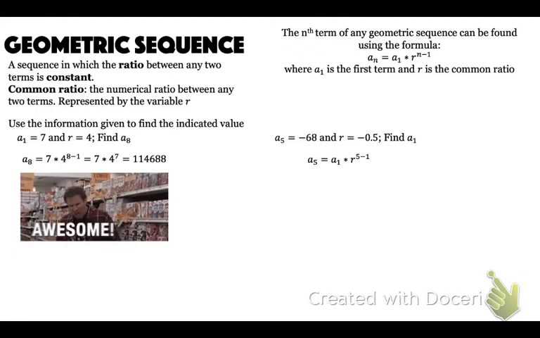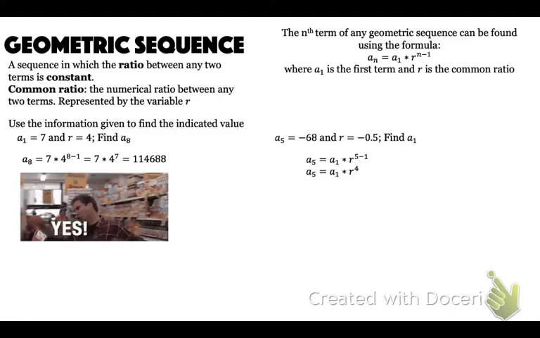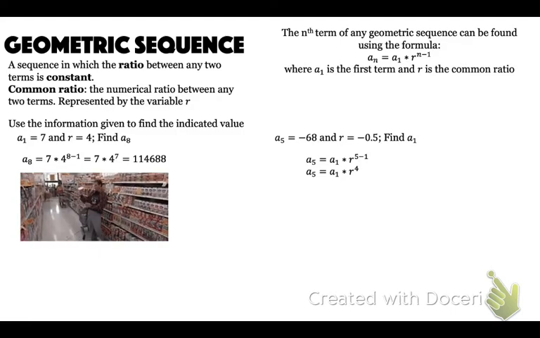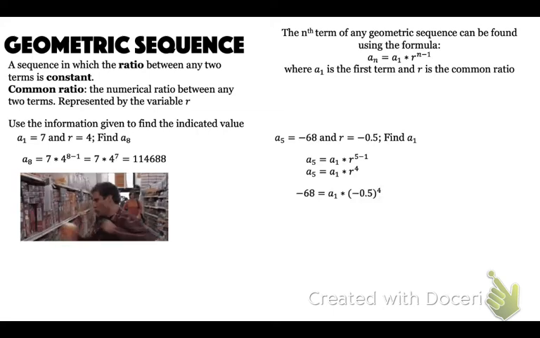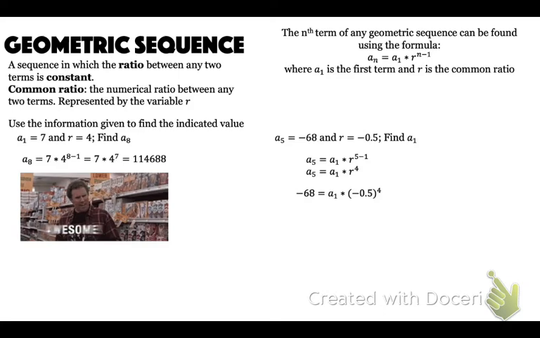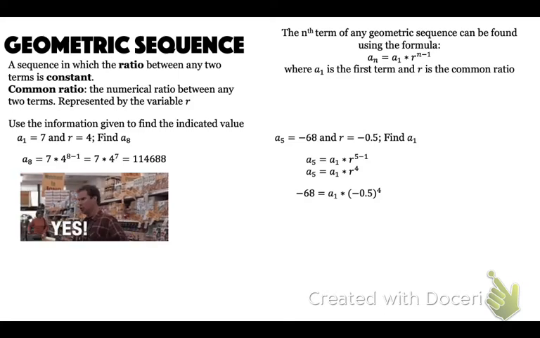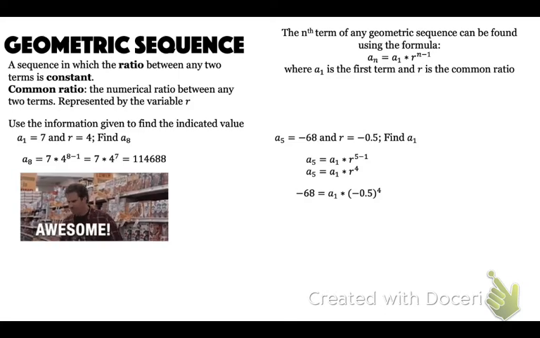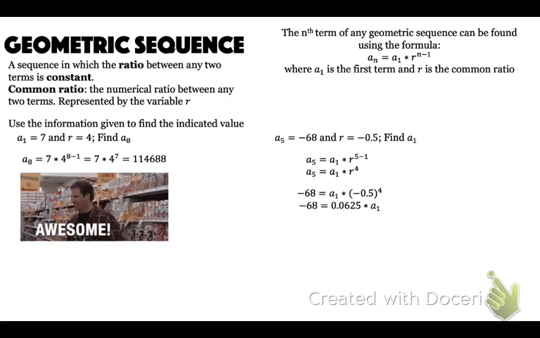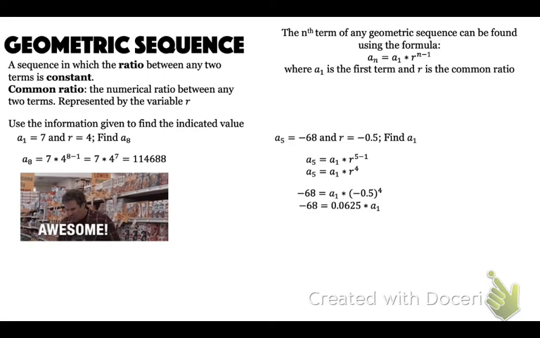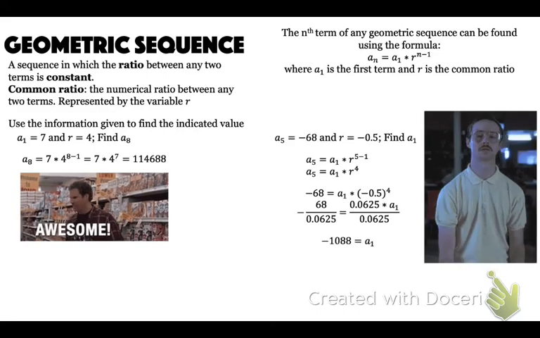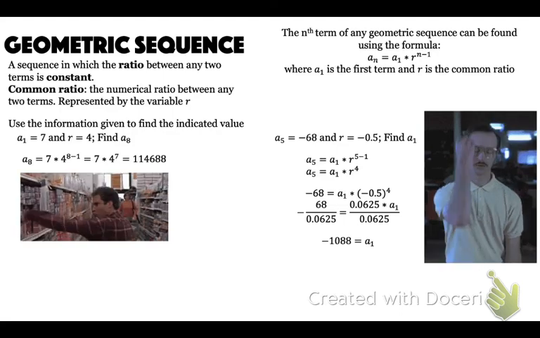Now, I know what a sub 5 is. It's negative 68. 5 minus 1 is 4. And I know what r is. It's negative 0.5. So then I can solve this for a sub 1. I get negative 68 equals 0.0625 times a sub 1. Divide by 0.0625, and you get negative 1,088.